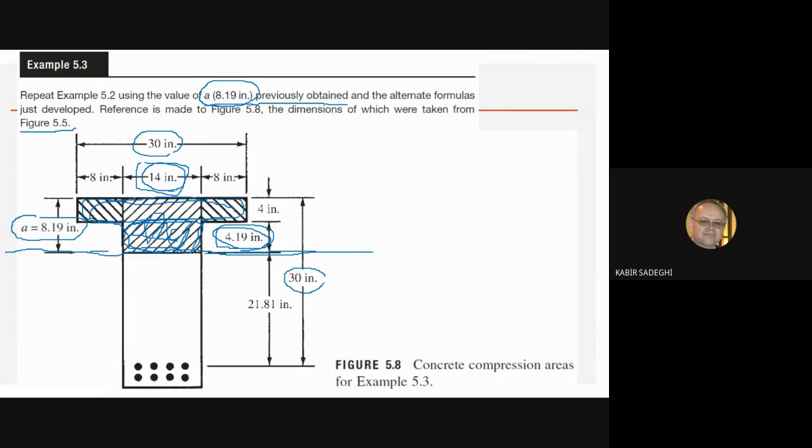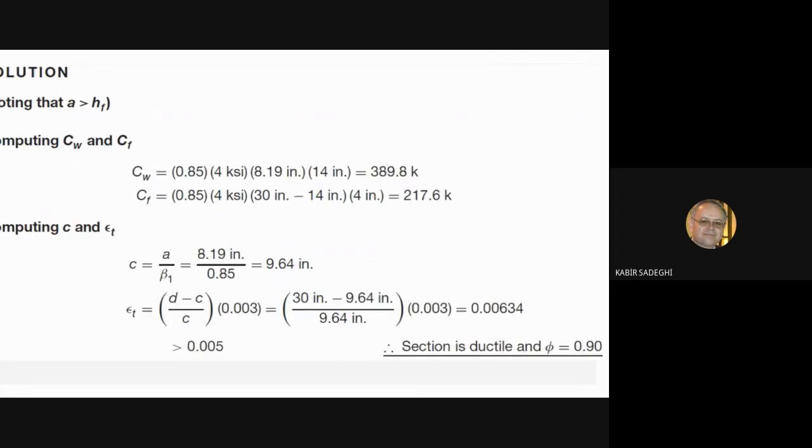Let's see the next slide. In this slide, as I told you, we apply the values for the formulas of CW and CF. Compression force for the second figure that we have when the compression is only in the web, and the second one, the compression only on the flange. We apply the values that we have. You remember that F prime C was given as 4000 psi, which equals 4 ksi, k is kips. And then with the other values, we find CW in kips, and we find CF in kips as well.